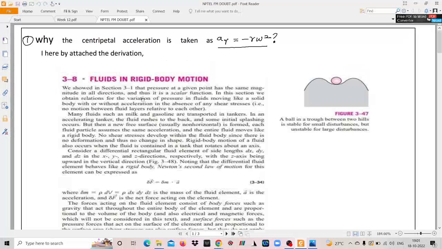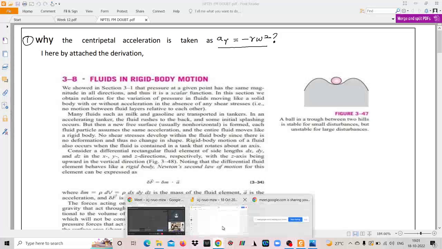So the first question, I have downloaded the document that you attached in the mail. Why is the centripetal acceleration taken as a_r equal to minus r omega square? I think this is your doubt, right? Means how this expression came into picture. Is it? Yes, sir. Okay, fine.